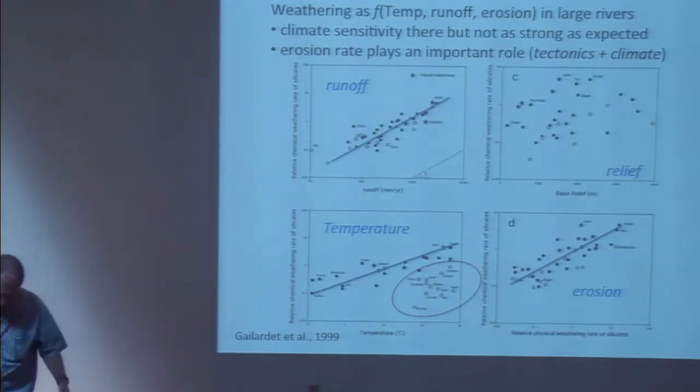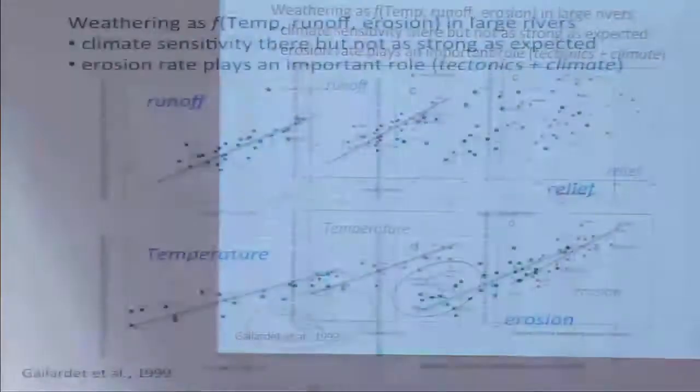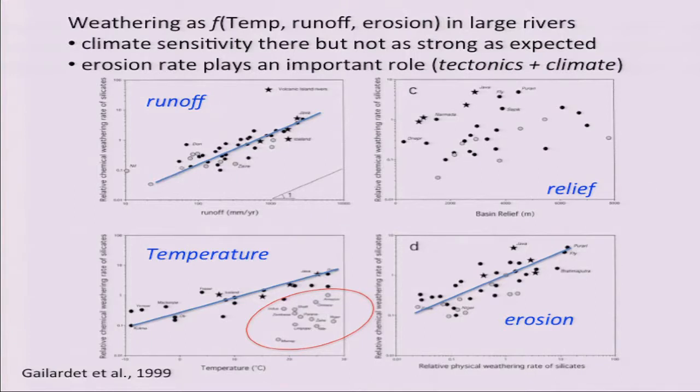And so this has been done by various people, and Jérôme Gaillardet at Paris has been a leader in this activity more recently. And so you say, well, what are the relationships between some of the large-scale variables and weathering rate? So these are relative chemical weathering rates here on some sort of log scale, although the scales vary a little bit. You can see there's a clear correlation between runoff and chemical weathering rate. Okay, so climate matters. It looks like the more rain you have, the more weathering you have.